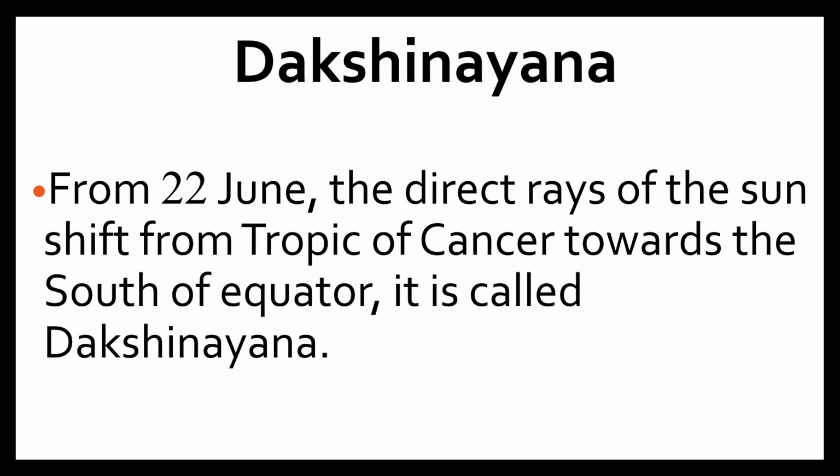Students, the complement of Uttarayan is Dakshinayan. From 22 June, the direct rays of the sun shift from the Tropic of Cancer towards the south of the equator. It is called Dakshinayan.